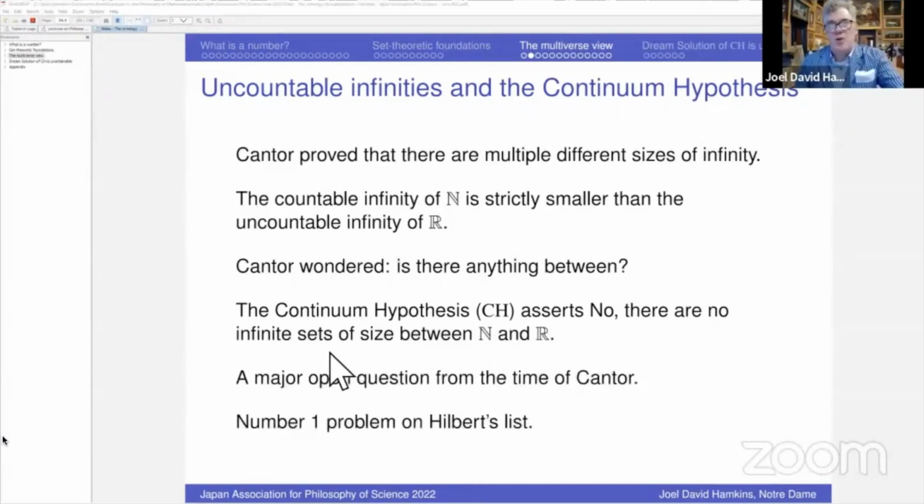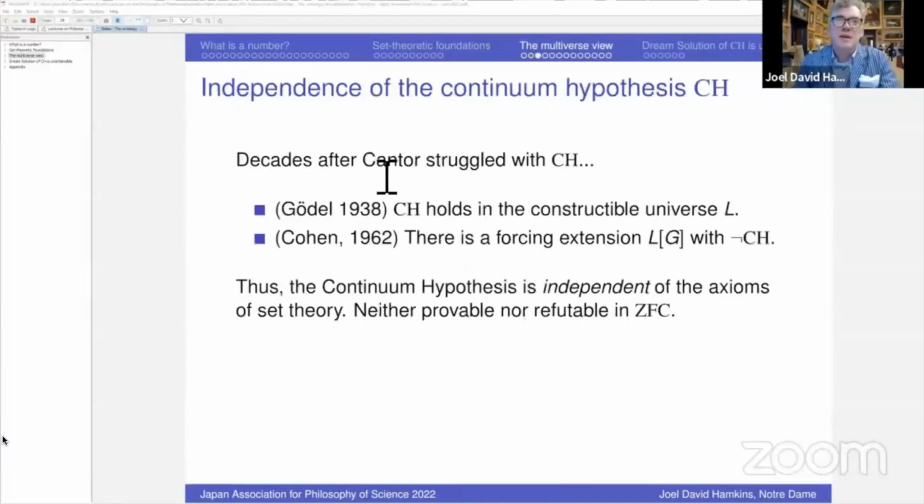That was a major open question since the time of Cantor. It was the number one problem on Hilbert's list of problems at the dawn of the 20th century. It stayed open for decades. Nobody knew the answer to this question for more than 40 years. Kurt Gödel, the great logician, in 1938 proved, though, that the continuum hypothesis is true in what he called the constructible universe, which was one of these artificial set theoretic universes that Gödel had constructed.